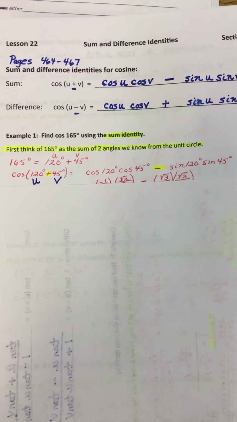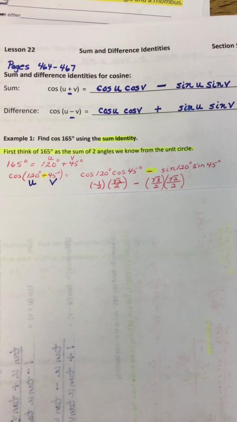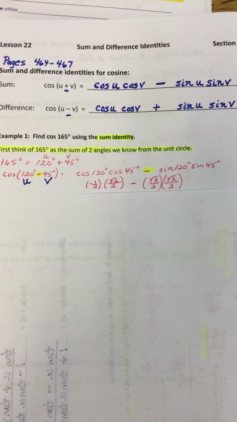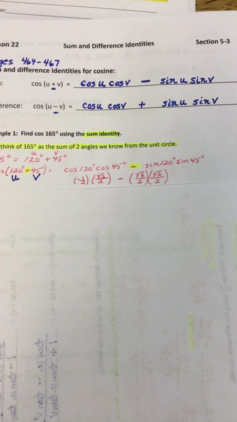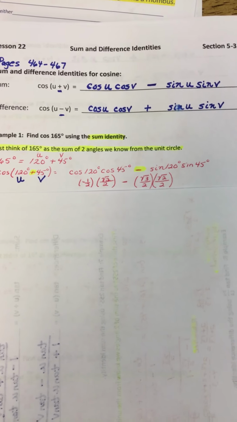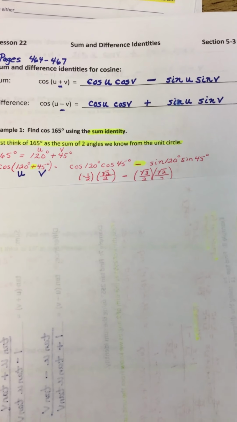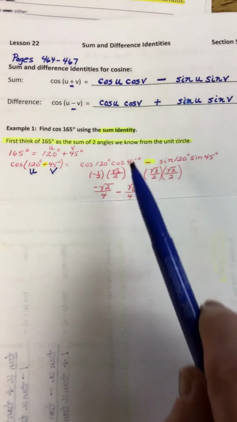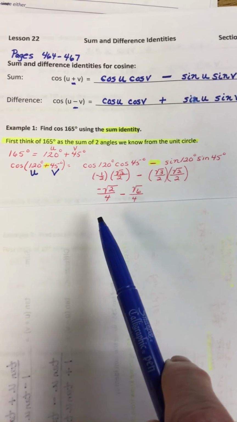Now, y'all, I know those values. The cosine of 120 is a negative 1/2. The cosine of 45 is the square root of 2 over 2, minus the sine of 120, which is a positive square root of 3 over 2. The sine of 45 is the square root of 2 over 2. I need to do some multiplying here. Negative 1 times the square root of 2 is a negative square root of 2. 2 times 2 is 4.